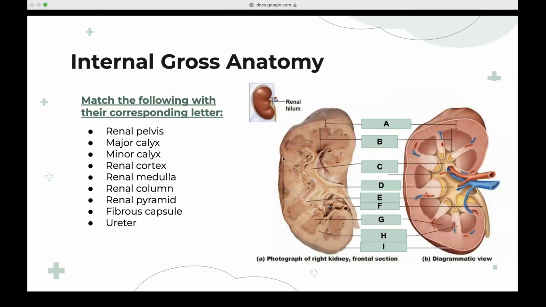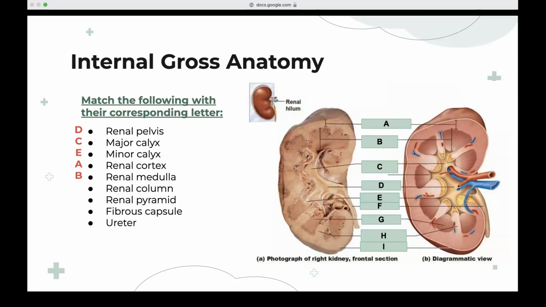D. Exactly. Okay. Major. What about the major calyx? C. It is C. Okay. Minor calyx type. Minor is E. Yes. Renal cortex. A. Medulla. B. Yes. Column. Renal column.